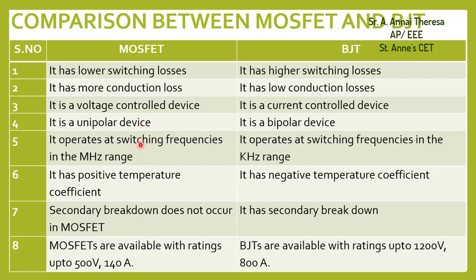MOSFET operates at switching frequencies in the range of megahertz, but BJT operates in the range of kilohertz. MOSFET has a positive temperature coefficient, whereas BJT has a negative temperature coefficient. There is no secondary breakdown in the MOSFET, but in BJT there is a secondary breakdown. MOSFETs are available with ratings up to 500 volts, 140 amps, but BJTs are available with ratings up to 1200 volts and 800 amps.